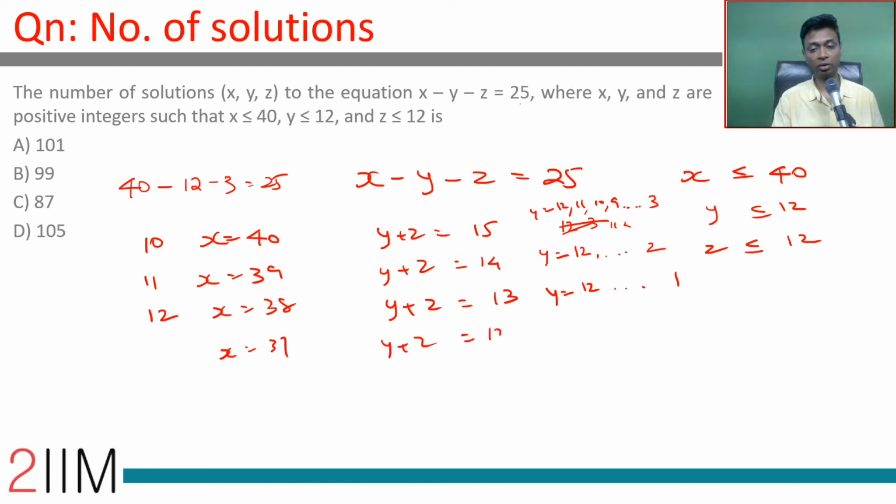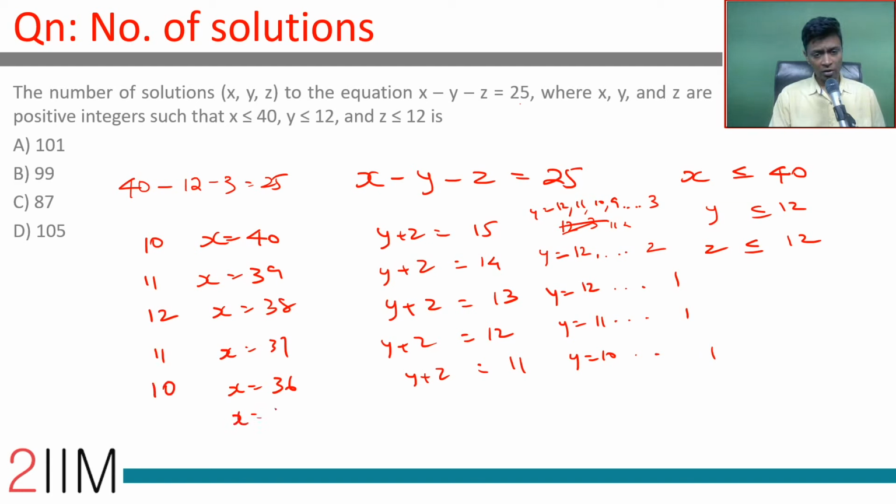When X is 37, Y plus Z is 12. Y can go, since x, y, z are positive integers, from 11 to 1. 11 values. X is 36. Y plus Z is 11. Y can go from 10 to 1. 10 values. Fine. So X is 35. Y plus Z is 10. Y can take from 9 downwards, 9 values.